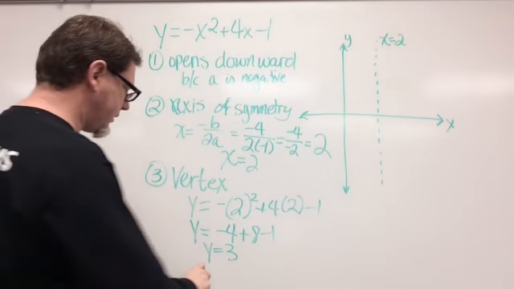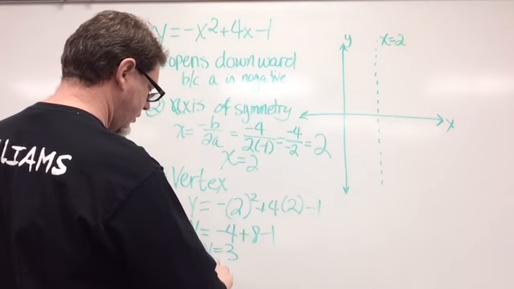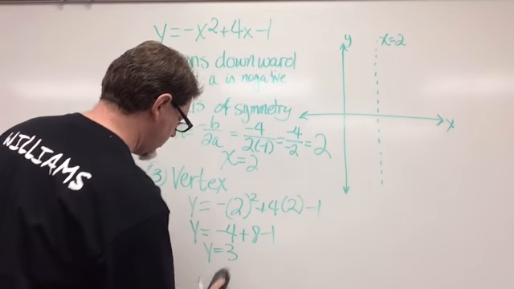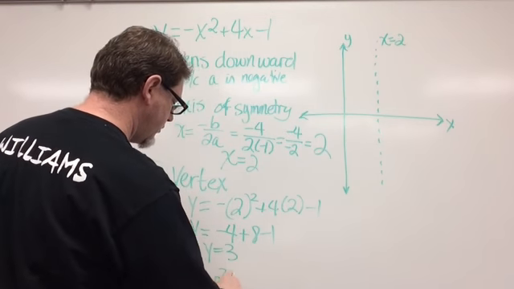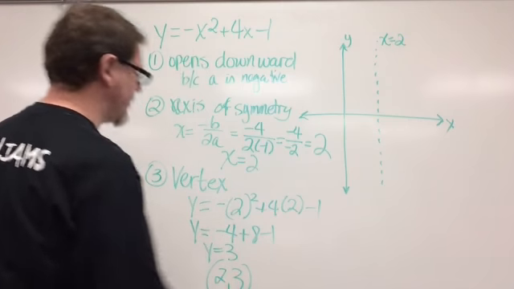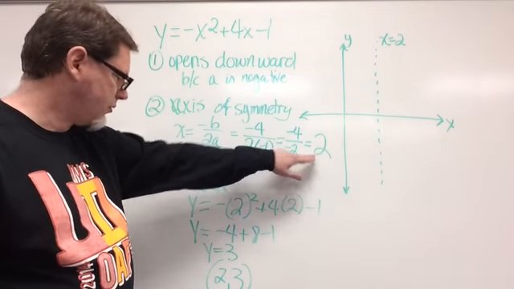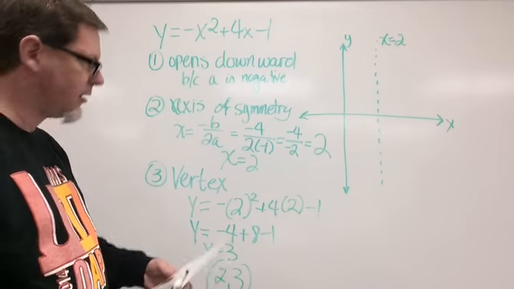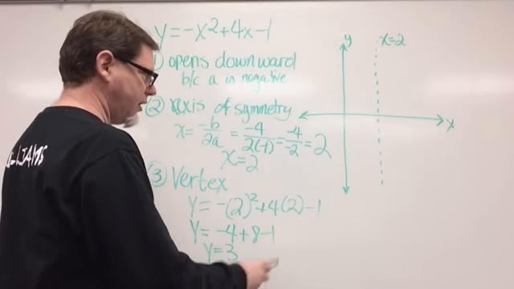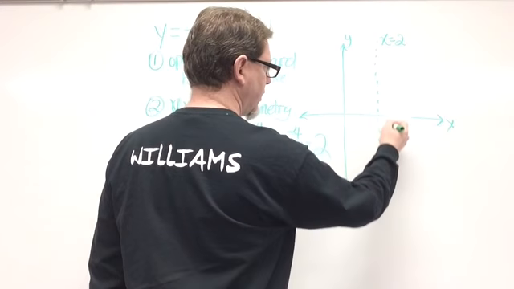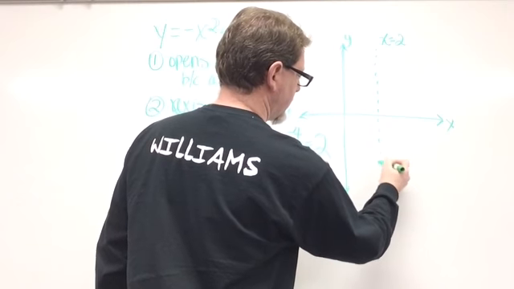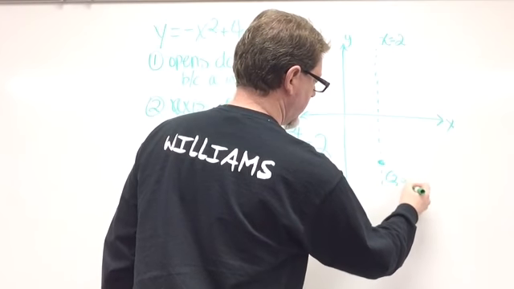So my vertex in this case would be 2, 3. Because x is 2, I plugged it in and got y, so y is 3. So I'm going to go over 2 and go down 3, and we're going to assume that's 2, 3, which is my vertex.